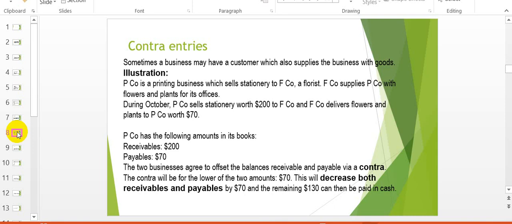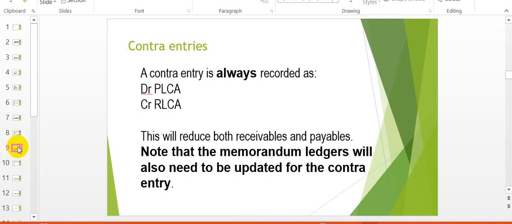So the contra entry is the $70, which should be entered both in the payables ledger control account as a debit and a credit to the receivable ledger control account. This contra should also be entered in the memorandum ledgers to ensure again that the memorandum ledgers do balance with the control accounts.